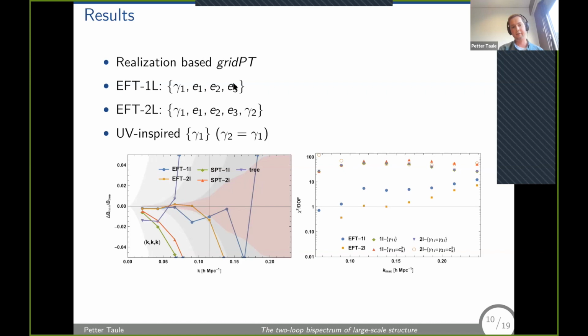And we have the one-loop with the 4-parameter case, and the two-loop with the same parameters, but now also this gamma 2 that was introduced for the single hard limit. And then I'm also including this UV-inspired approach with just one parameter, gamma 1, fitting the overall amplitude, taking some linear combination of the 4 parameters. This can also be extended to take the single hard limit into account by just a naive prescription saying gamma 2 is equal to gamma 1.